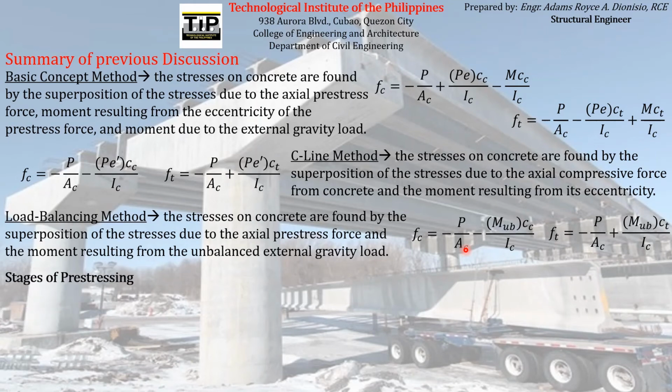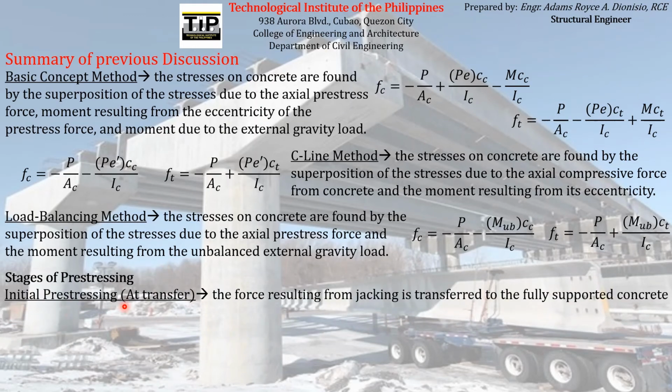Other things that we have studied from our previous discussion are the stages of prestressing. Initially, we studied three major stages of prestressing. The first one is the initial prestressing at transfer, wherein the force resulting from jacking the prestressing reinforcement is transferred to the fully supported concrete. In this stage, the concrete element itself is still fully supported by the precasting bed, and the prestressing force acting on the prestressing reinforcement is transferred to the concrete element itself. That is what happens at initial prestressing at transfer.